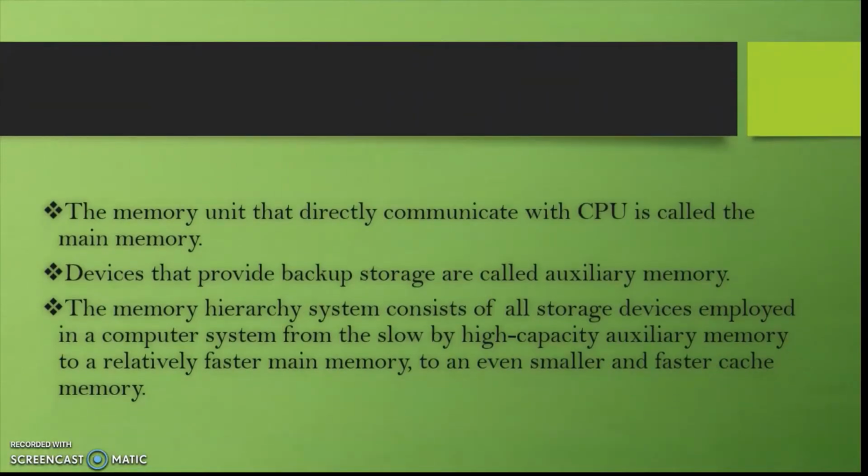The memory unit that directly communicates with the CPU is called the main memory. Devices that provide backup storage are called auxiliary memory. Auxiliary memory is referred to as the lowest cost, highest space, and slowest access storage in a computer system. The memory hierarchy system consists of all storage devices employed in a computer system, from the slow but high capacity auxiliary memory to a relatively faster main memory to an even smaller and faster cache memory.